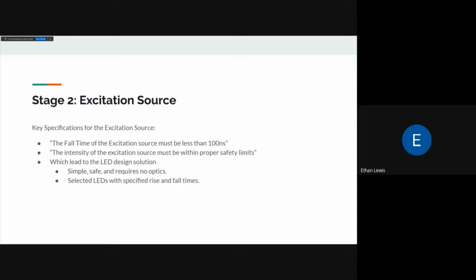Next up, we have the excitation. The excitation needs to be able to be shut off within 100 nanoseconds, so the light from the excitation doesn't pollute our measurement. The other thing to keep in mind was that it has to be within proper safety limits, which eliminated high power light sources such as lasers.